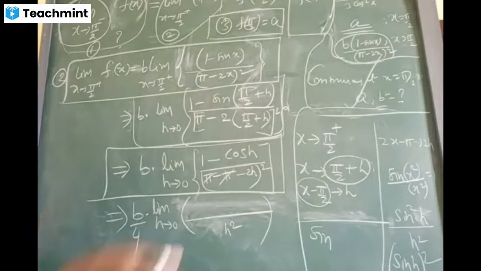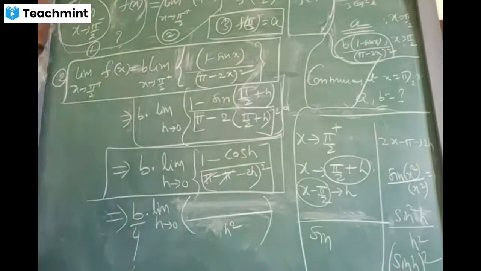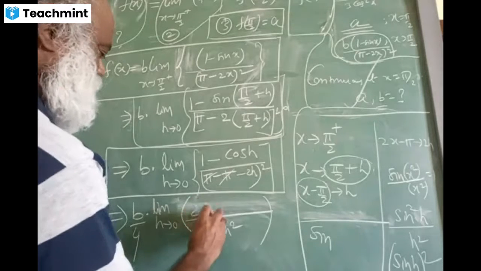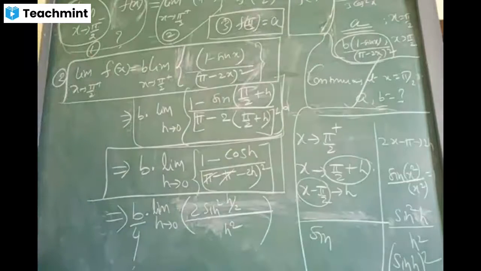Okay, enough. I will write on the top. So what is this? Can anybody tell it, please? 2 sin square h by 2. Brilliant, sir. 2 sin square h by 2 ds. Amazing.